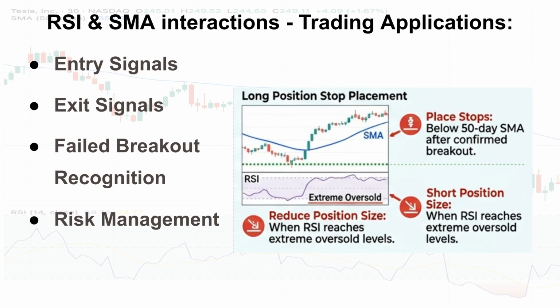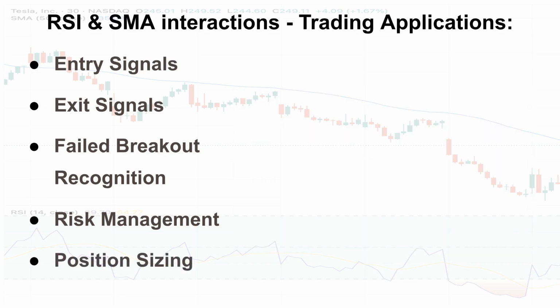For long trades, protective stops are commonly placed below the 50-day SMA once a breakout is confirmed. For short trades, reducing exposure becomes prudent when RSI enters extreme oversold territory, as downside momentum may slow. Finally, position sizing should reflect conviction.